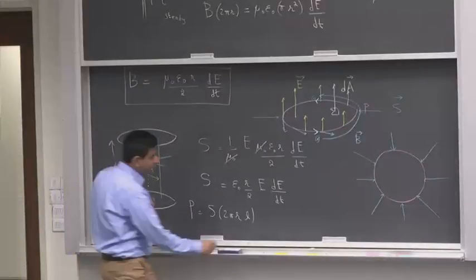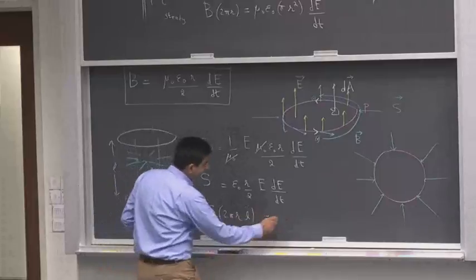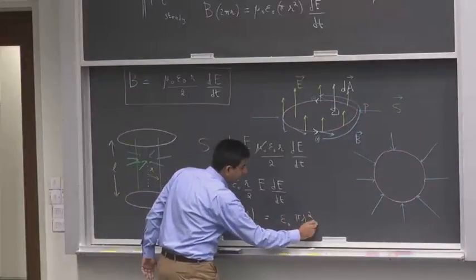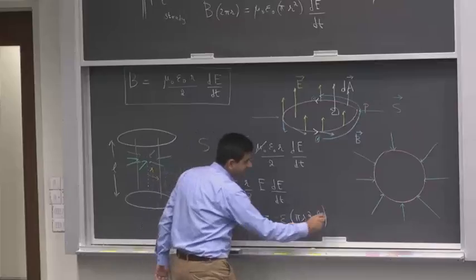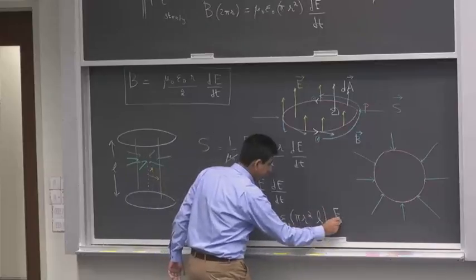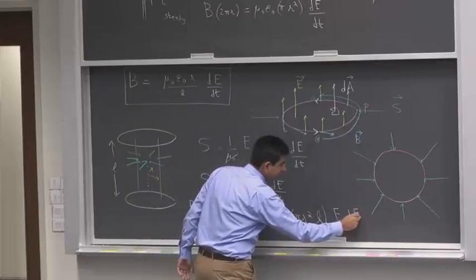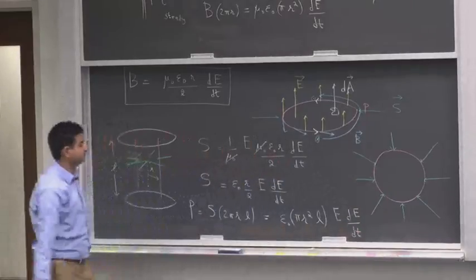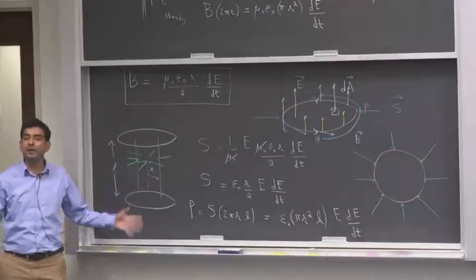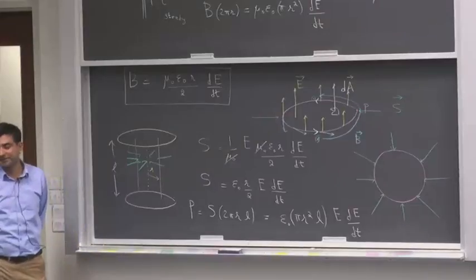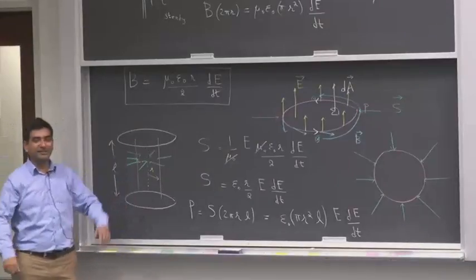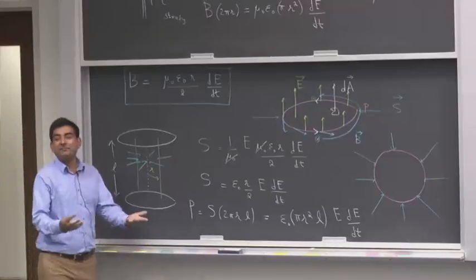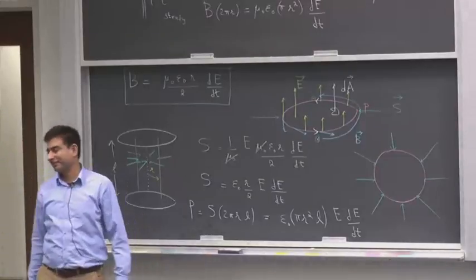So this turns out to be equal to epsilon naught pi r square l E dE by dt. This is the total power that's going into this volume inside the capacitor. Where is that power going? Where is that energy going?